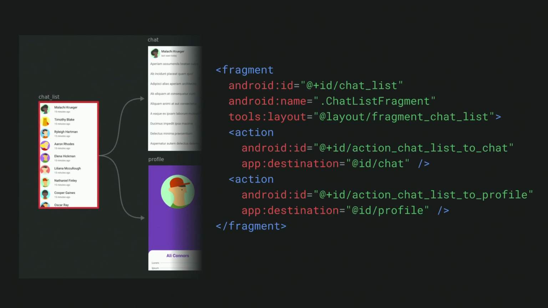If we take a look at how we have defined our chat list destination, as usual, you define the fragment that it uses, and the 2 arrows that come out of it are the 2 actions that we have, and these are the two destinations that you would use to get out of it.